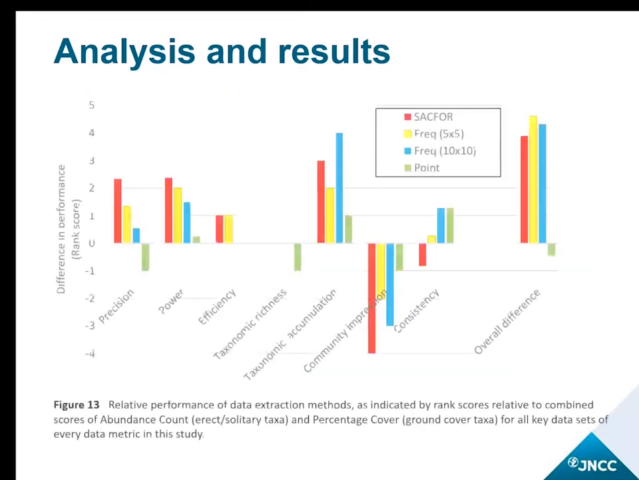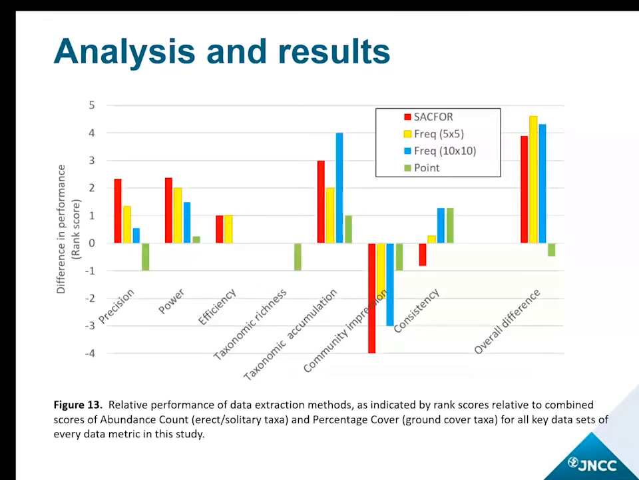The key result, really, to summarize it all, this is a bar graph to summarize how things did, relatively speaking. Rank scores was the only way that we could compare things reasonably across these different data metrics, which are listed on the bottom: precision, power, efficiency, and so on. What you have is 0. 0 is the status quo. 0 is our standard approaches that we use in the conservation community, and that is using percent cover and abundance counts. So we use that for nearly all of our analyses.